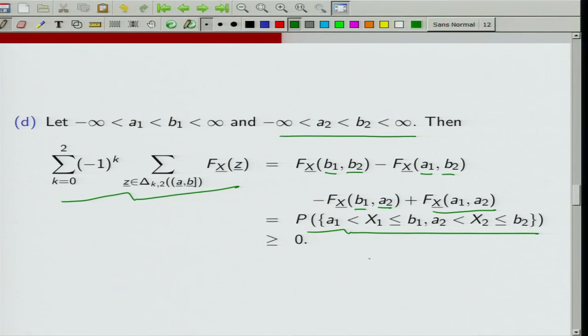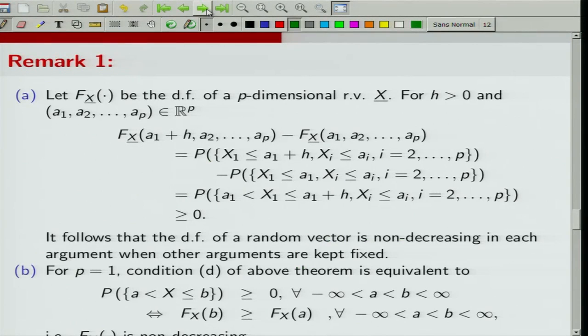One can easily see this. We have seen before, this is the same as the probability that a1 less than X1 less than or equal to b1, a2 less than X2 less than or equal to b2, which is always greater than or equal to 0. So, you get these four properties. Any distribution function will satisfy these four properties. Now, let us see what happens with the monotonicity in each argument when other arguments are kept fixed.